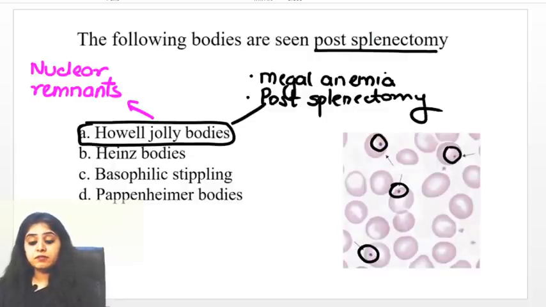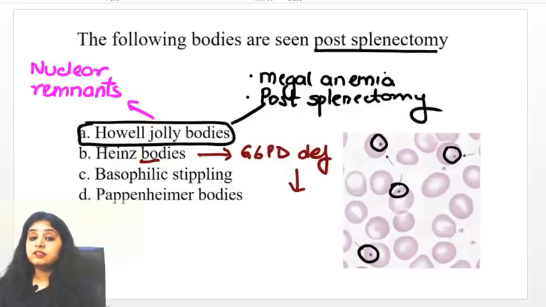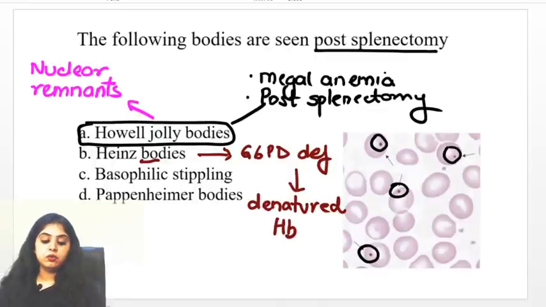Never confuse them with Heinz bodies. Heinz bodies are the ones that you see in G6PD deficiency. And Heinz bodies are nothing but denatured hemoglobin. They are nothing to do with nuclear material. They are denatured hemoglobin. I hope that is clear with everyone. Moving on to the next one.